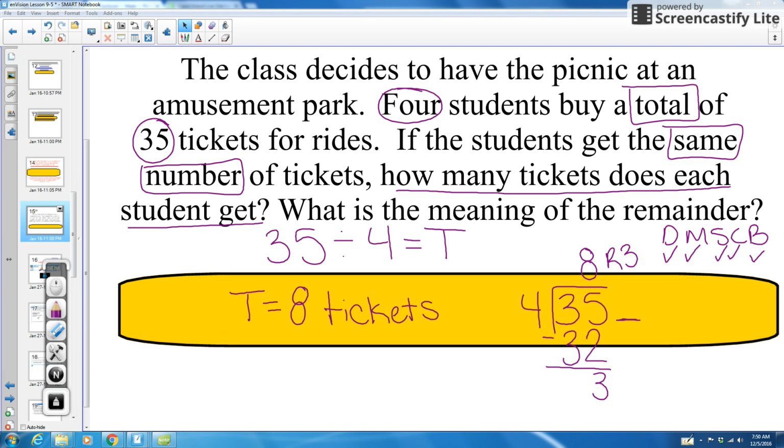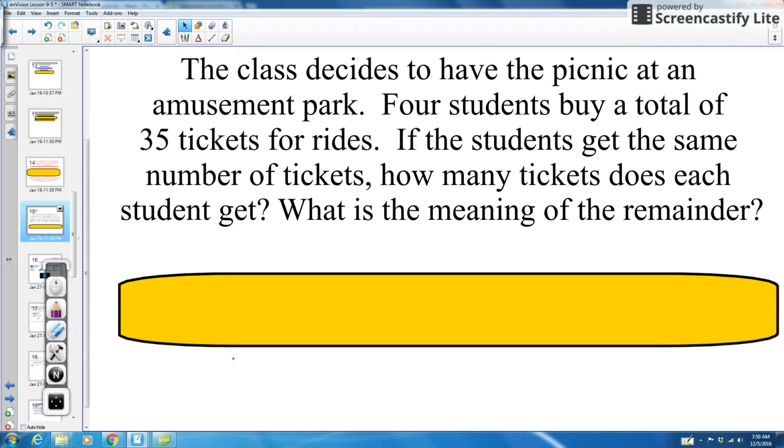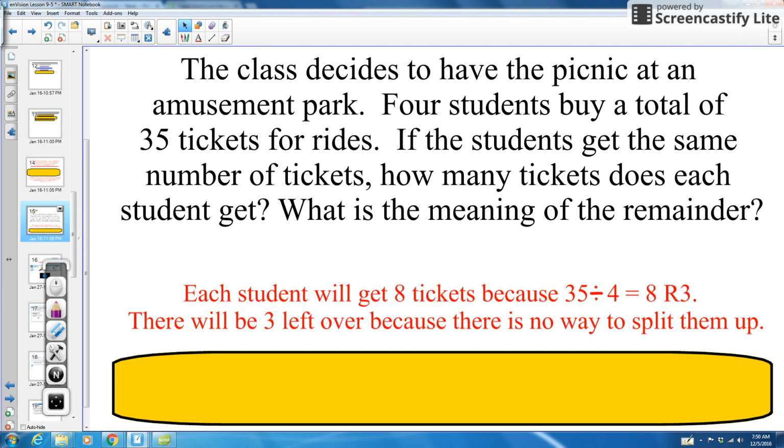So if I clear my screen here for you and move our yellow, it says each student will get 8 tickets because 35 divided by 4 equaled 8, remainder 3. There's going to be 3 tickets left over because there's no way to split them up 4 ways. And it would not be fair to give only 3 of those students tickets and not the other one. So that's what that remainder means in this case. So sometimes that remainder is going to help us either figure out if we need more of something or if we don't have enough of something in this case.